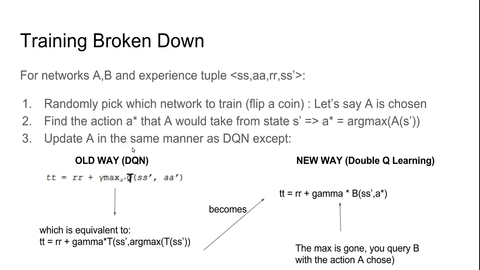And then we'll update A in the same manner as DQN. So in DQN, that was the update rule. Now we're updating it as if B is our target network, and we're using the action that A chose. So double Q learning is very similar to double deep Q networks, but instead of having a dedicated target network, you're actually flipping the role of the two. And this is actually the method that I implemented, and it worked out really well. So it might be something worth looking into if you're having trouble. And so that's double Q learning.